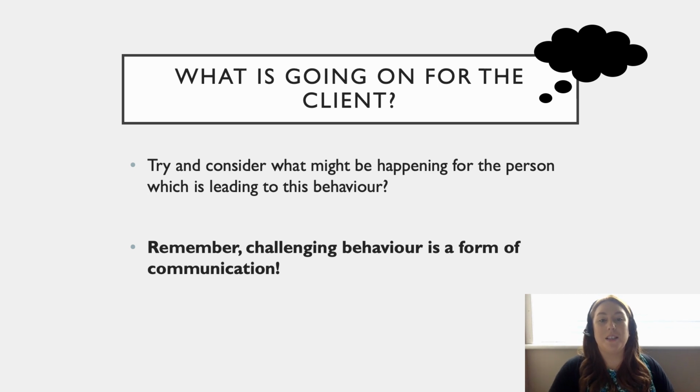So, when we're filling out ABC charts, it might be helpful to think about what is going on for the client. So, if we remember, behaviour is a form of communication, and we want to find out what the client is trying to communicate to us. Think, so what might be happening for them at the moment? Is behaviour unusual for them? Have there been any changes? So, staff, placements? Are there big holidays coming up? So, birthdays, Christmas, Halloween? Have they been unwell? All these things can influence behaviour. We need to think about the bigger picture when we're trying to formulate and understand behaviour.